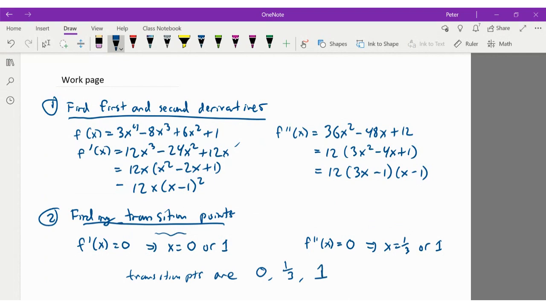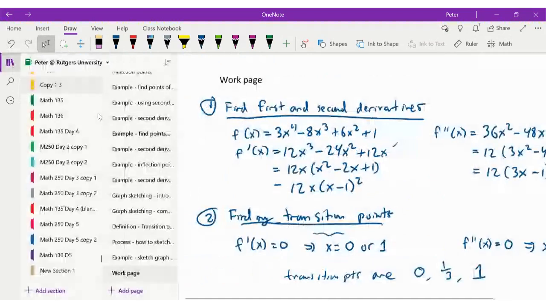The truth is, we really only have to watch for changes in concavity at 1/3 and 1, because we've seen that f double prime does not change sign at 0. And similarly, we don't have to watch for changes in monotonicity at 1/3, because 1/3 is not a critical point. It's not going to change from increasing to decreasing or vice versa at that point. Okay. So I found the transition points. Let's turn the page.